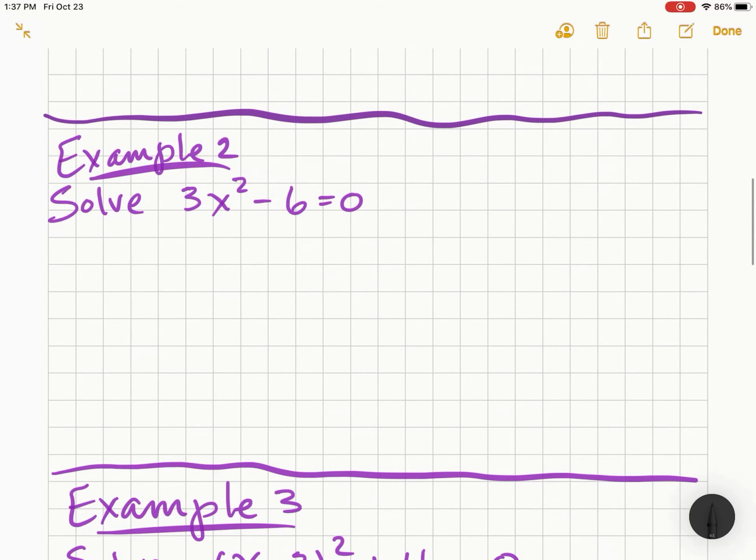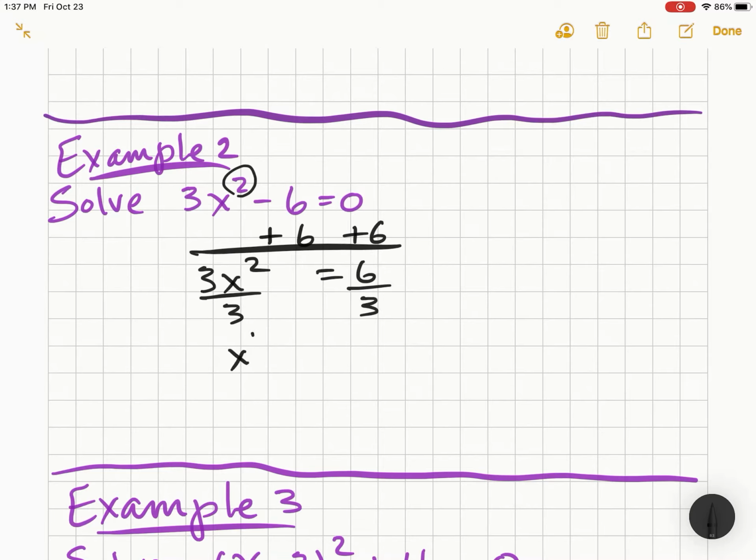Example 2. Let's solve this by taking square roots. First of all, I want to try to get the x squared by itself, or wherever the square is. I want to try to isolate that. So I'm going to add 6 to both sides, and I get 3x squared equals 6. I'm going to divide both sides by 3. Now I see I have x squared by itself. And now I'm going to take the square root of both sides.